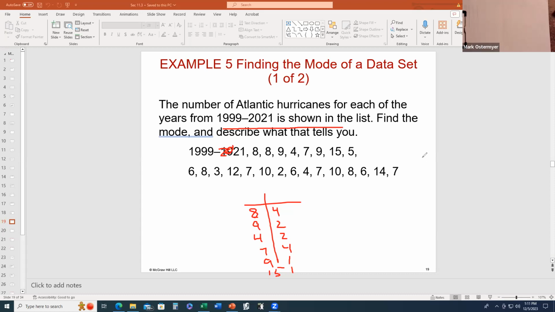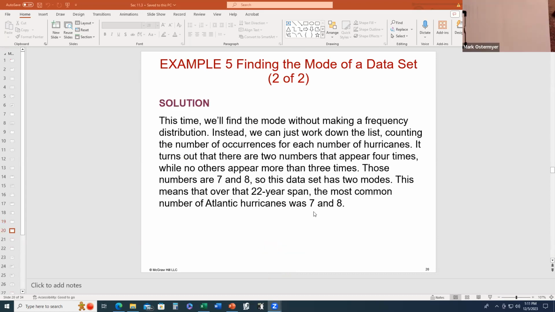So what do you think the mode or modes might be here? 7 and 8. Kind of looks like it, doesn't it? Looks like there are 2 modes here, so this data set would be bimodal. 7 and 8, so again, that would be 2 modes.